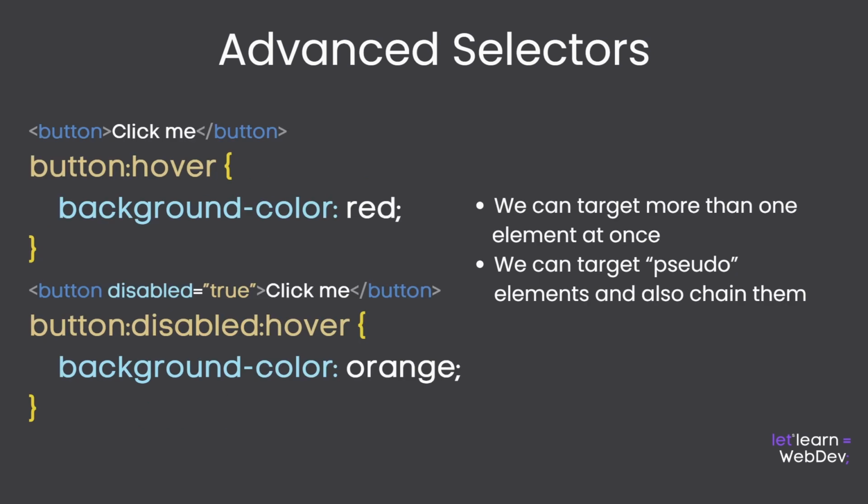We can also target what's known as pseudo selectors. These allow us to style elements based on their state, like hover or focus, or even based on attributes. For example, you can see here how we style a button when it's both disabled and hovered over.